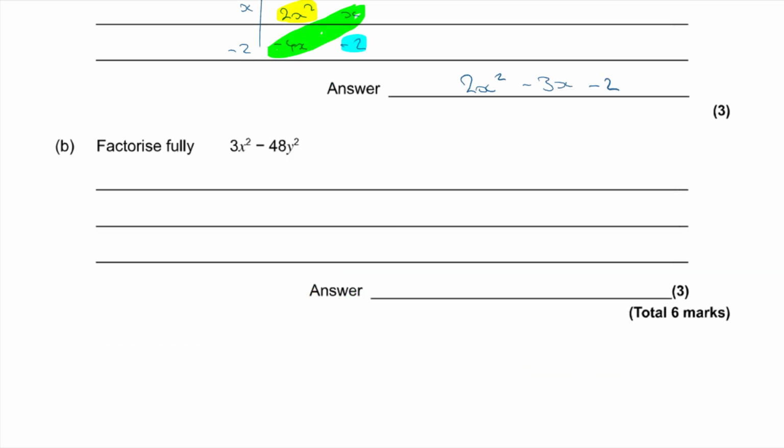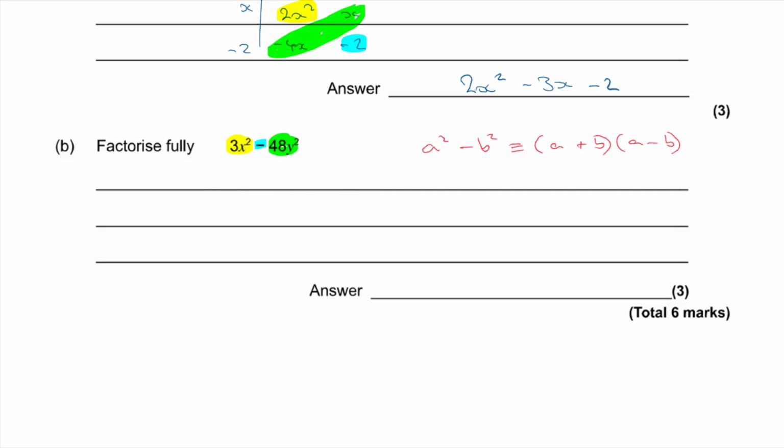Part B says factorise fully 3x squared minus 48y squared. Okay, now again, if I just bring up my difference of two squares identity, we said that we need to square root the two terms, don't we? The two squares. This is a square, this is a square, there is a minus sign in between them, or a difference of them. So it is the difference of two squares. It's going to factorise into two brackets.